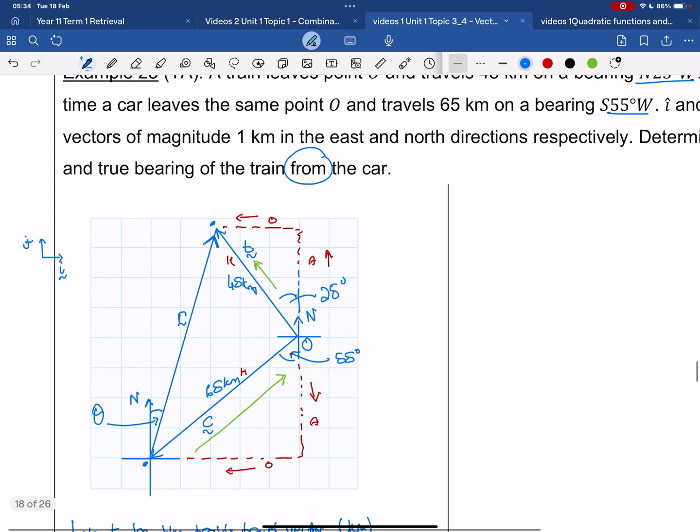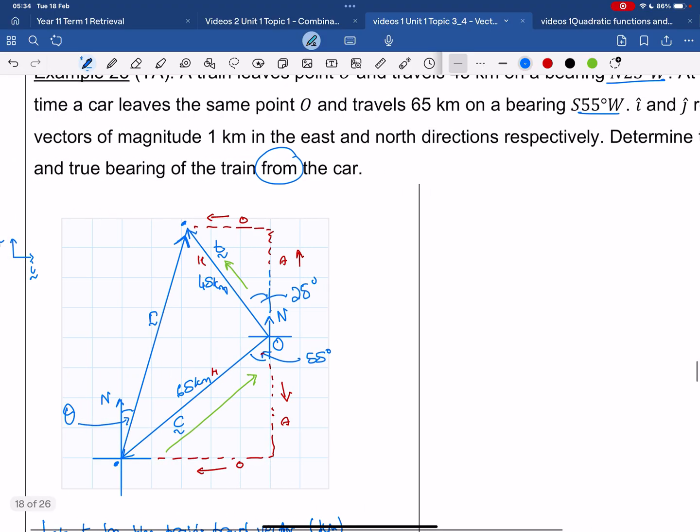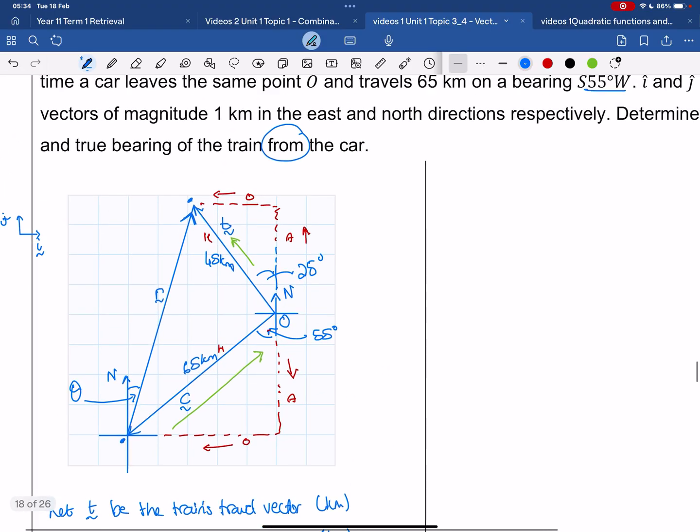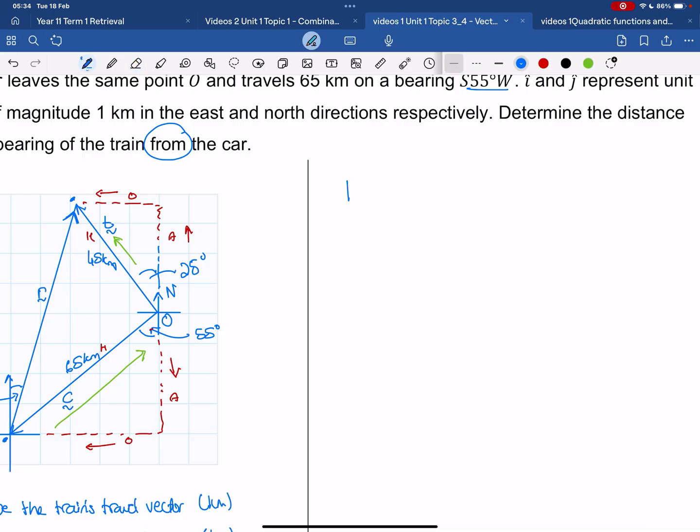My question is the distance and the true bearing. So we need our magnitude. So the magnitude of R is the square root of x squared plus y squared, and that's going to be 34.23 squared plus 78.07 squared, and that's going to be 85.24 kilometers. So that's our distance.